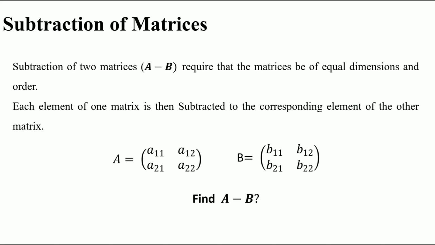Let us consider the matrix A equal to A11, A12, A21, A22, which is a 2 into 2 order matrix, and matrix B equal to B11, B12, B21, B22, which is also a 2 into 2 order matrix. Now, how to find A minus B?